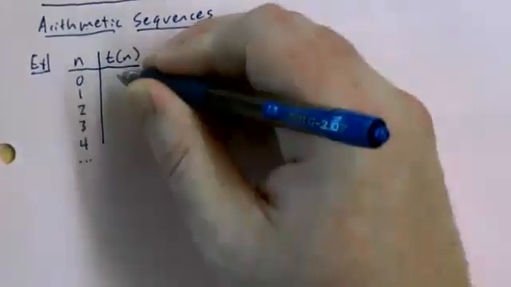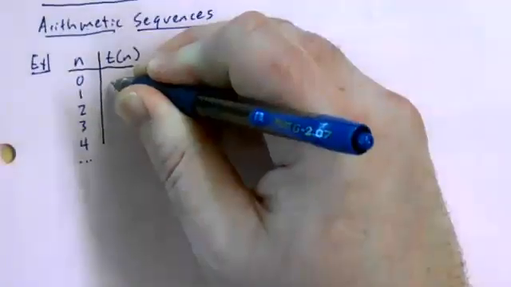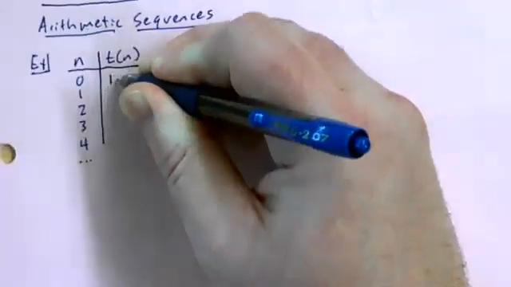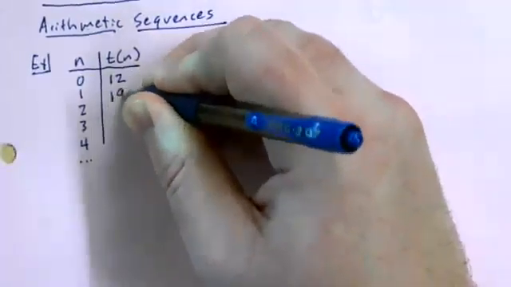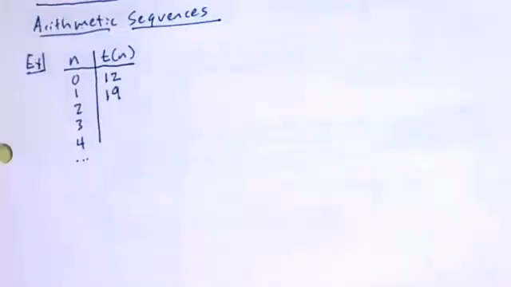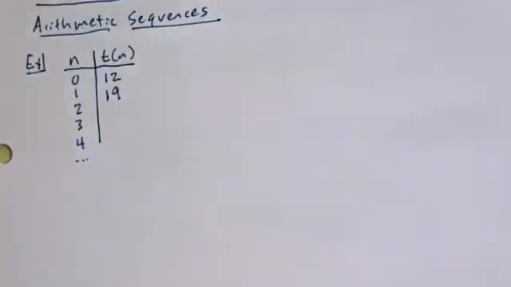I'm going to give you the first 2. I'd like you to find the rest for me. So 12, 19. And I am telling you that this is an arithmetic sequence. Take a moment, see if you can figure out how much we are adding or subtracting to get from 12 to 19, and then continue along in that pattern.